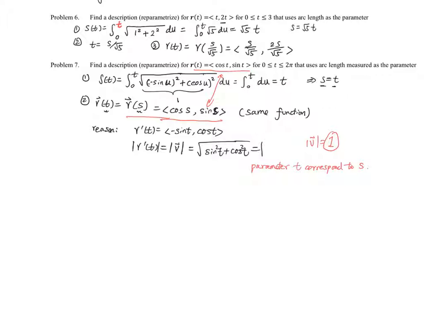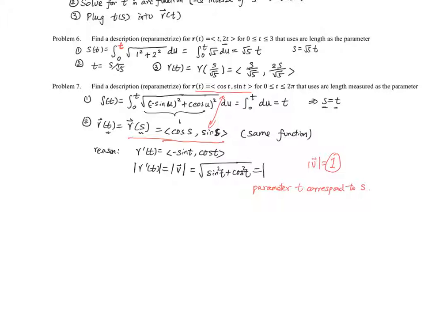So if you look at the previous example, in this case, the length of the velocity r prime is actually square root of 5. So every unit change in time, there's a square root of 5 unit change in arc length. They're not corresponding to each other like this one does. So the parameter t does not correspond to s in this case.